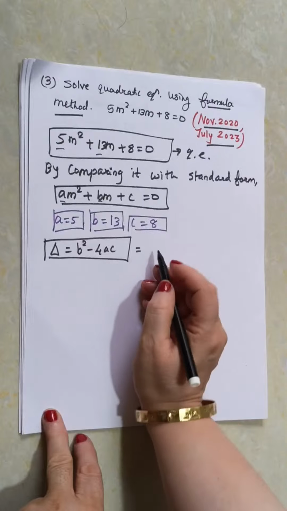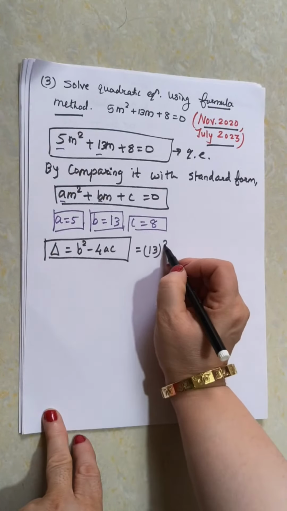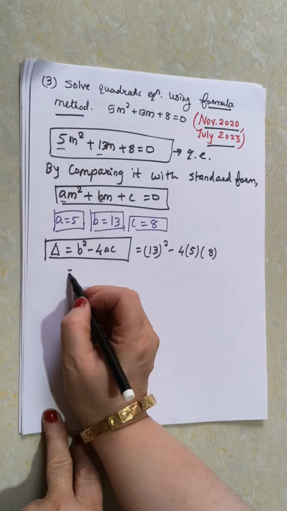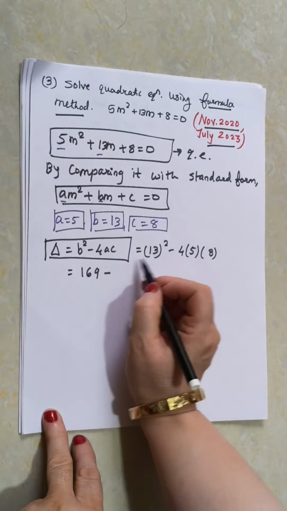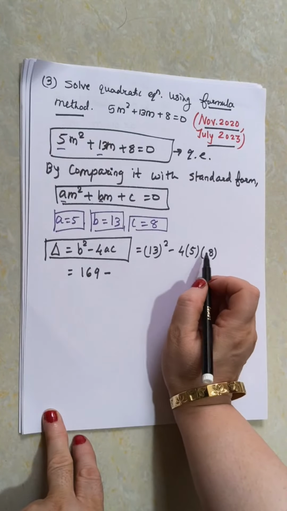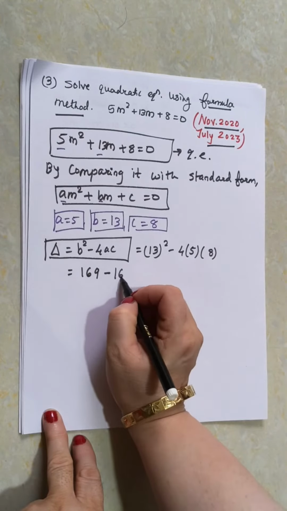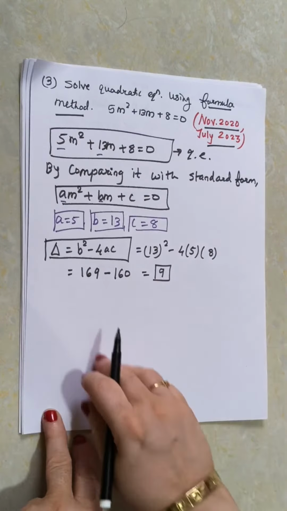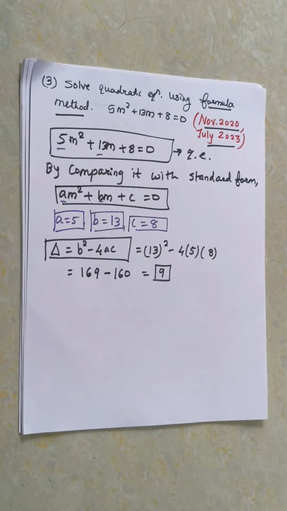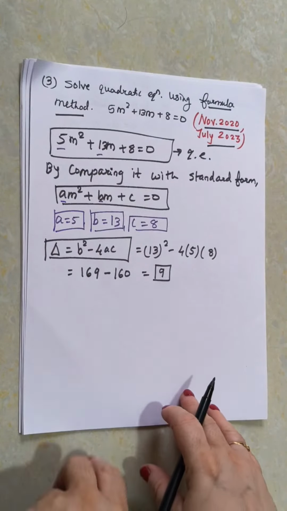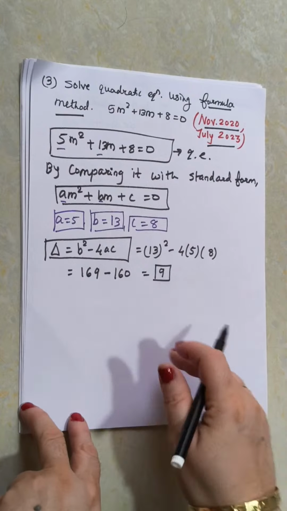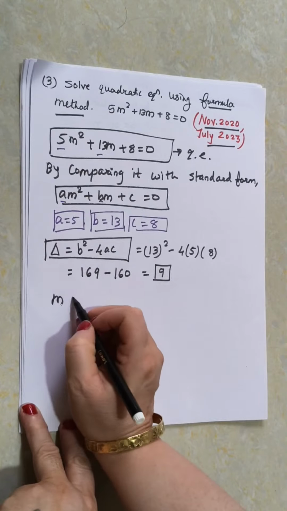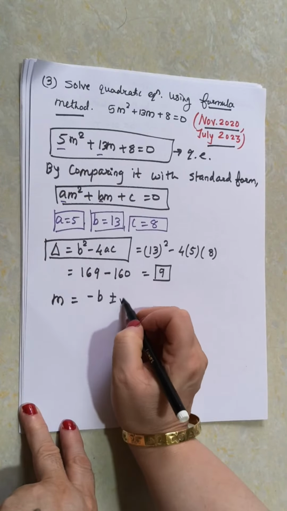Now let us put the value. B square means 13 square minus 4, a is 5 and c is 8. So 13 square is 169 minus 4 fives are 20, and 20 eights are 160. So 169 minus 160, that is 9. So what is the answer of delta? So delta is 9.